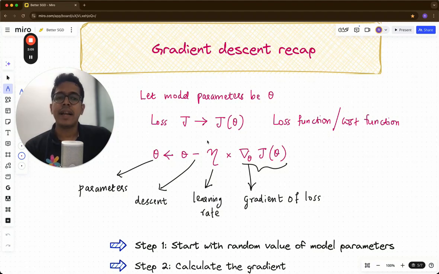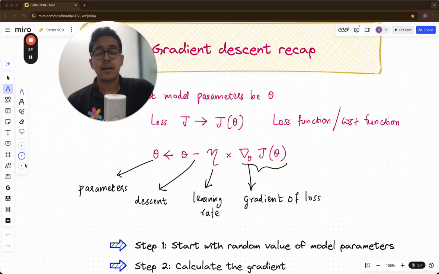And why is it called gradient descent? Because you are going against the direction of the gradient. You are not going to go in a direction where the loss is increasing. You want to decrease the loss, so you move against the gradient of the loss function. That is why there is a negative sign, and theta is the parameter.